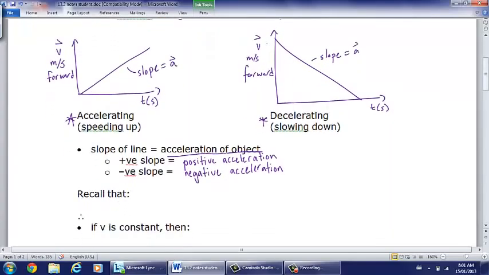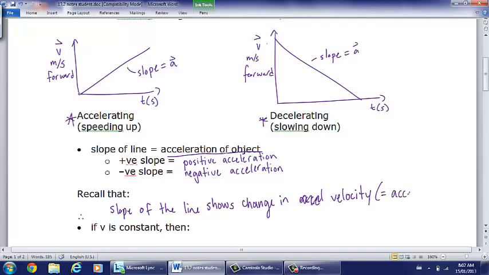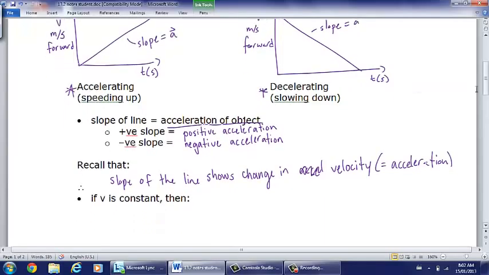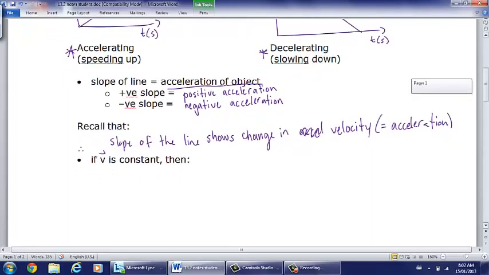So I want you for the rest of the lesson to recall that slope of the line shows change in velocity, which equals acceleration. So if velocity is constant, and this should have a little arrow over it to indicate that it's a vector quantity, if velocity is constant, then acceleration is zero, and the line is horizontal.